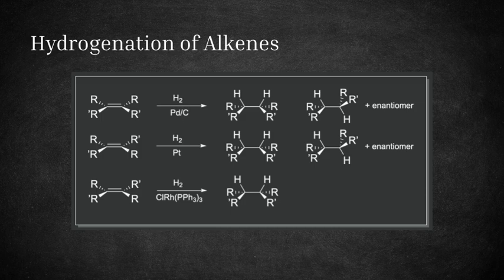To achieve exclusively syn products, Wilkinson's catalyst, ClRh(PPh3)3, can be employed. This catalyst facilitates the addition of both hydrogen atoms to the same face of the alkene through a highly stereoselective mechanism, resulting in only the syn hydrogenation product. This makes Wilkinson's catalyst an excellent choice for reactions where precise stereochemistry is essential.